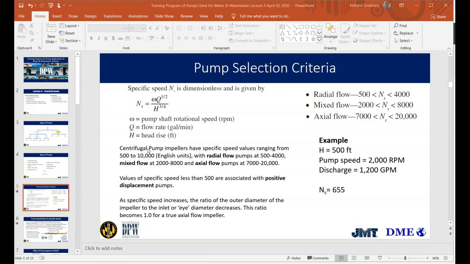So some more comments here. Centrifugal pump impellers have specific speed values ranging from 500 to 10,000, with radial flow, and these are the same ranges that we're showing up there. So centrifugal pumps can be subdivided, in terms of the nature of the flow within the pump casing, into these three, the mix being the hybrid. When we say radial flow, we're talking about purely radial flow, and when we're talking about axial flow, we're talking about purely axial flow. And if you have really low numbers of specific speed, then typically a positive displacement pump is basically what is most appropriate. Okay.